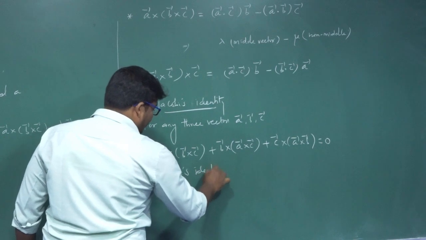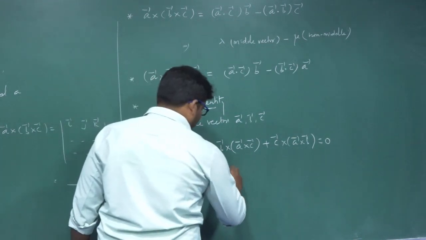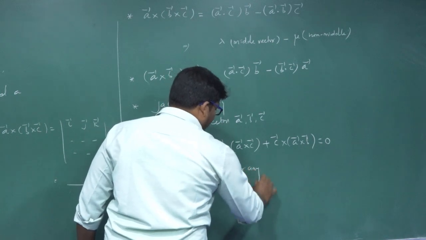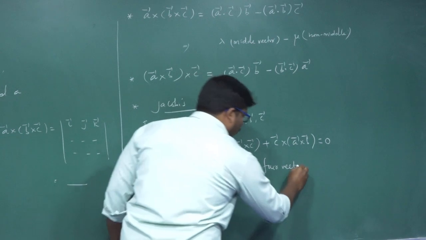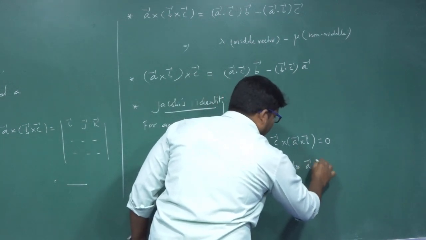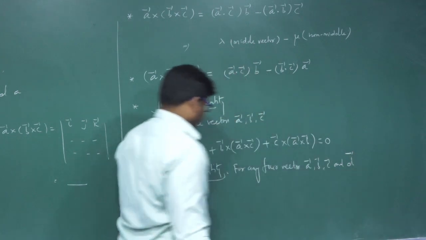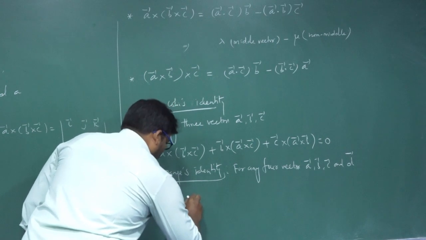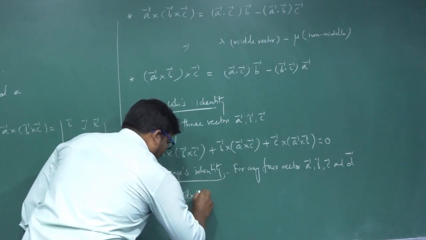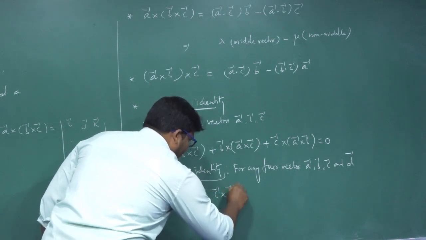Lagrange's identity for any four vectors: A vector, B vector, C vector and D vector. Now find A vector cross B vector dot C vector cross D vector.